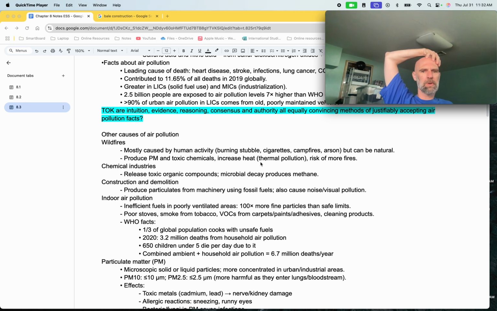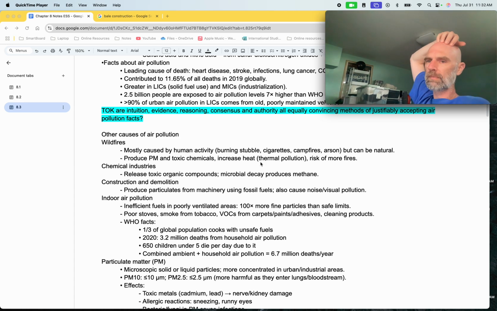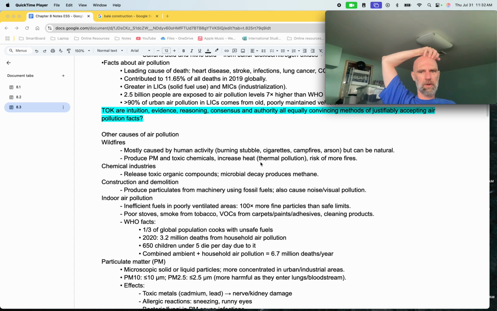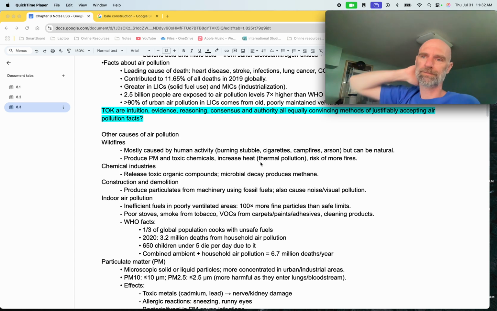Chemical industries release chemical organic compounds. Microbial decay produces methane. They had a problem with PCBs in a river west of us, way off in the Berkshires. But basically, the company that made a lot of those transformers for the electrical, the big metal trash cans you see on top of electrical poles, the company that was making those would just kind of dump a lot of their chemicals off into the river, and they're forever chemicals. So yeah, kind of polluted the river forever. Nasty.